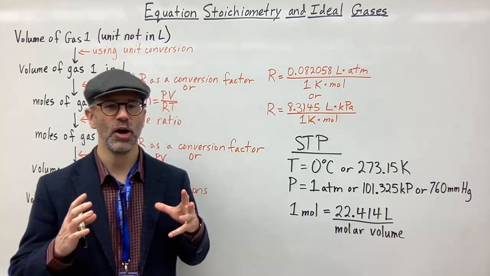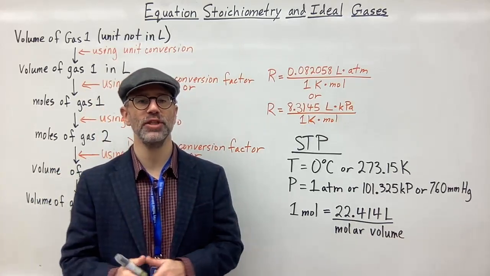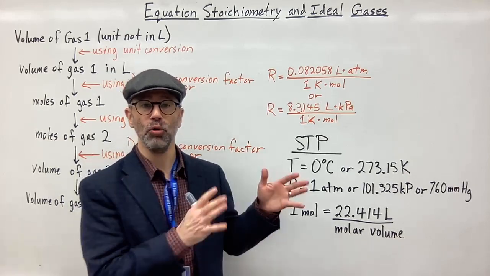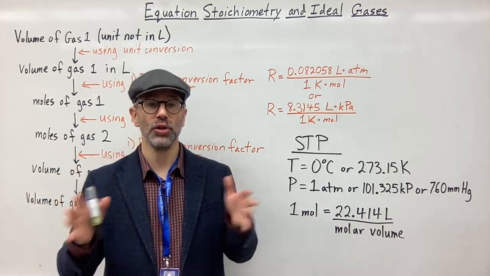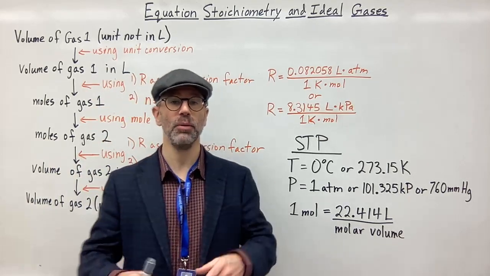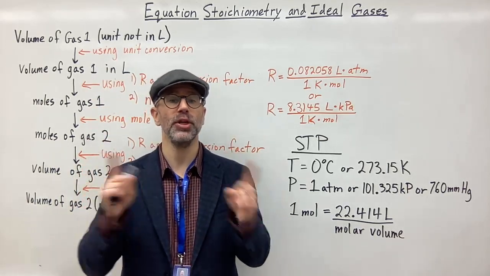So just a reminder of equation stoichiometry. That's when you are going to be using a balanced equation to help you convert from moles of one thing to moles of another thing using what is called the mole ratio. Where do you get this mole ratio? You're going to get it from the coefficients of the substances you are converting from and to.